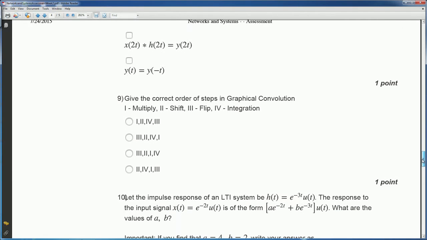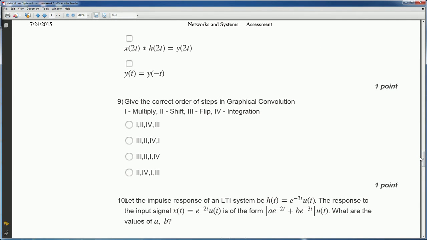Okay. Now, 9th is once again a simple question on convolution, but this is something you have to really master. You should know when you convolve two signals, what should you do? There is a series of steps that you have to do.